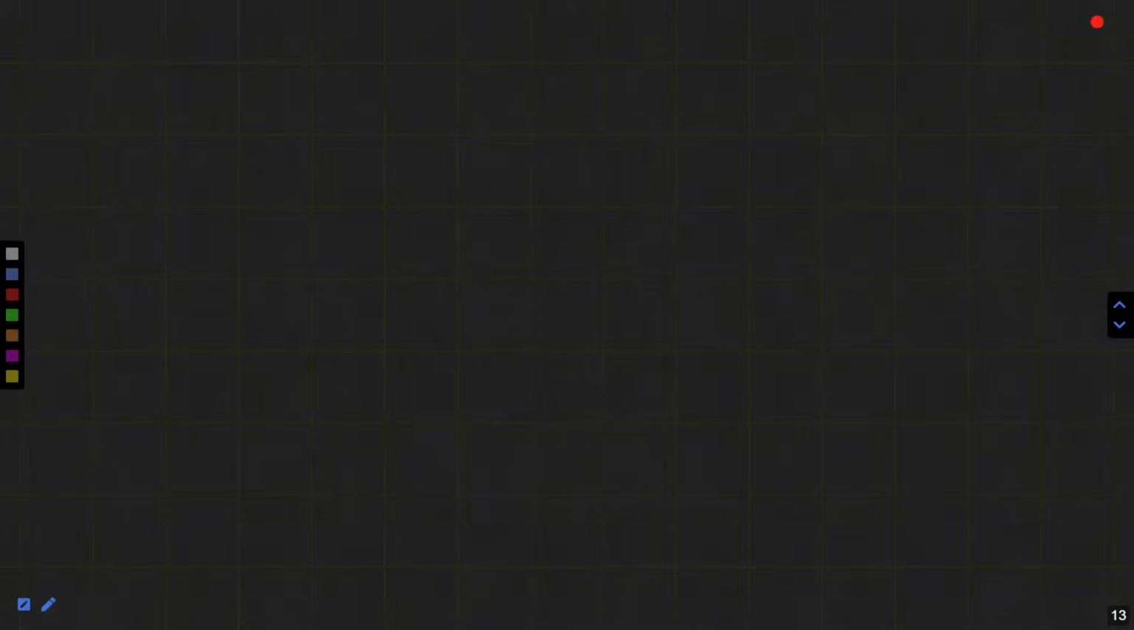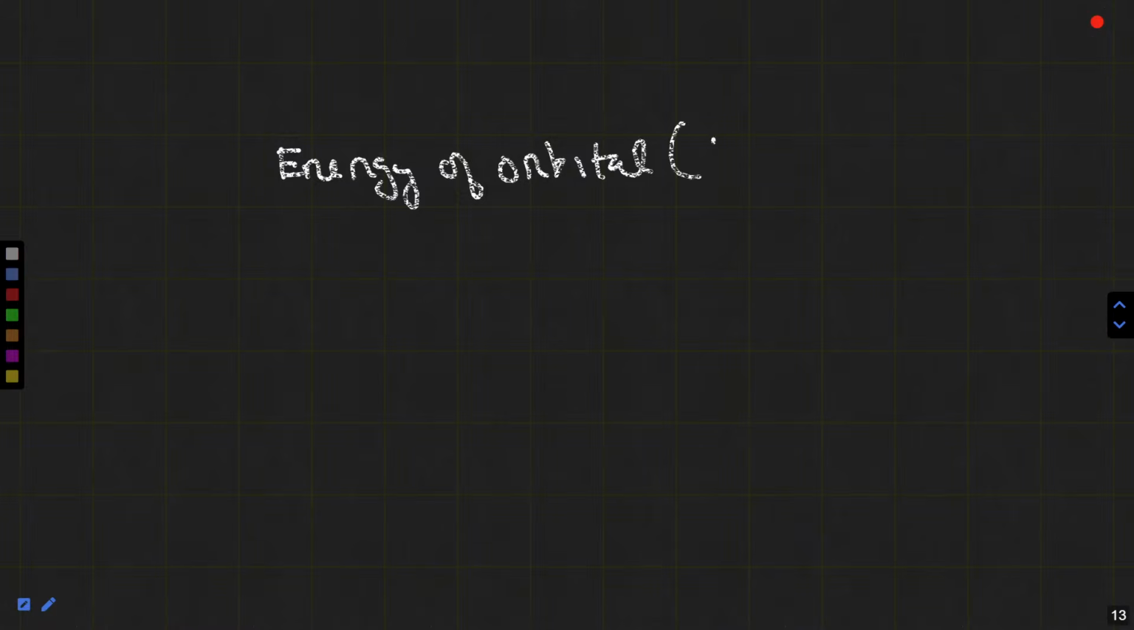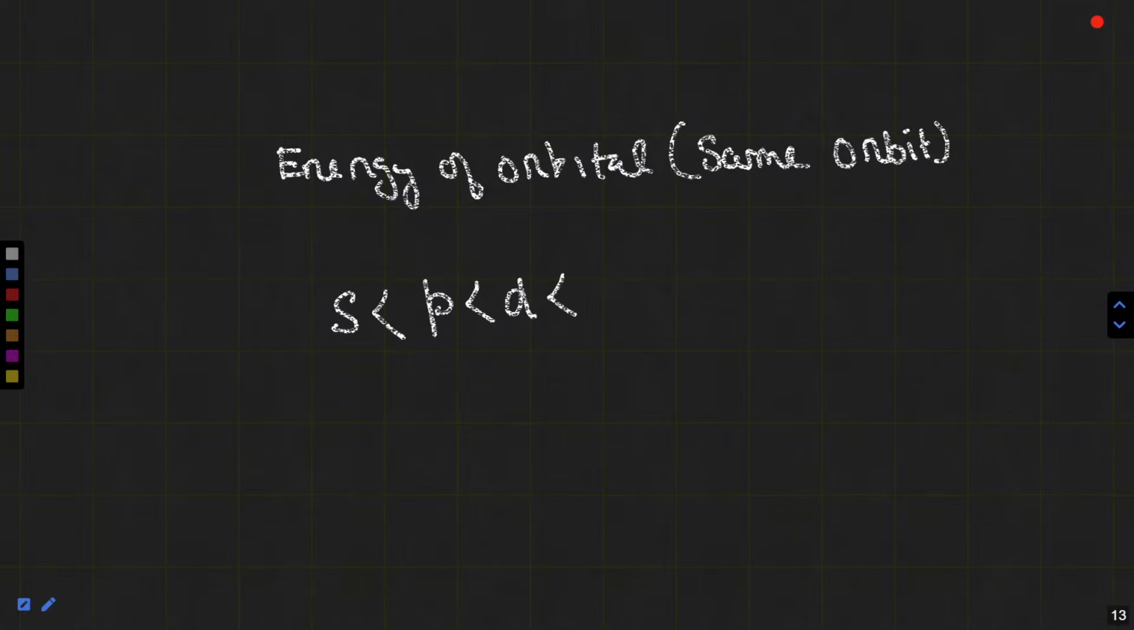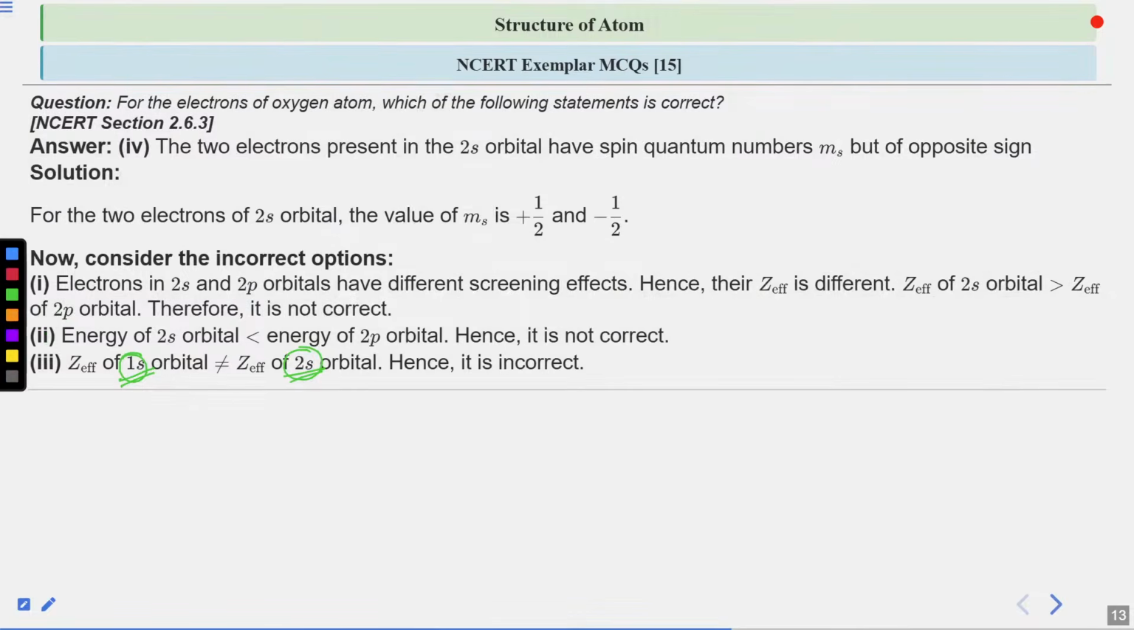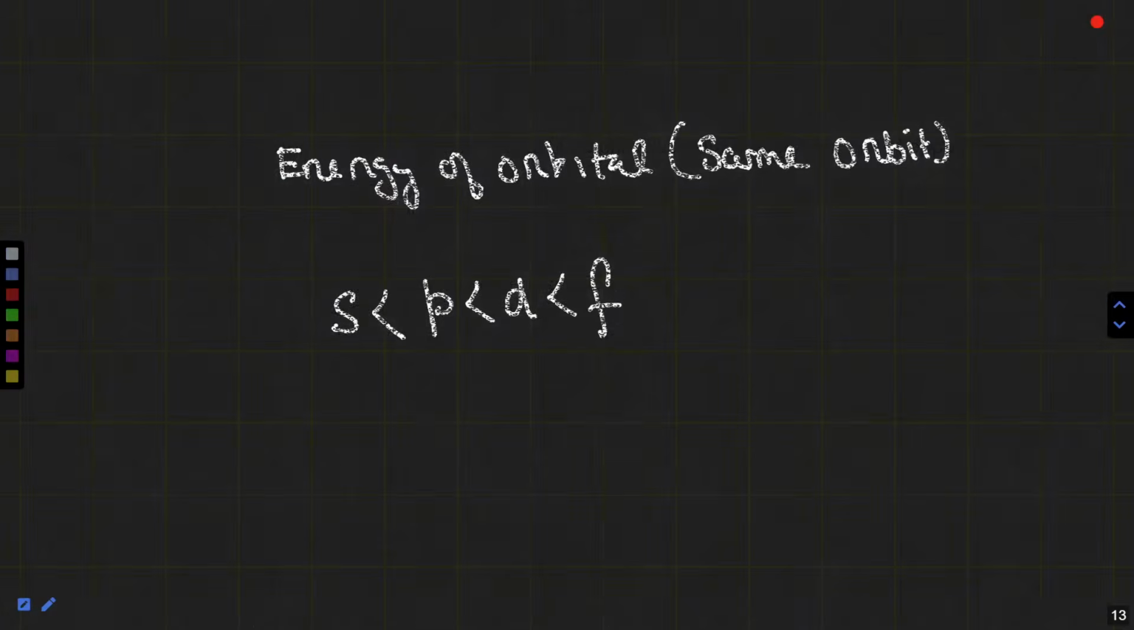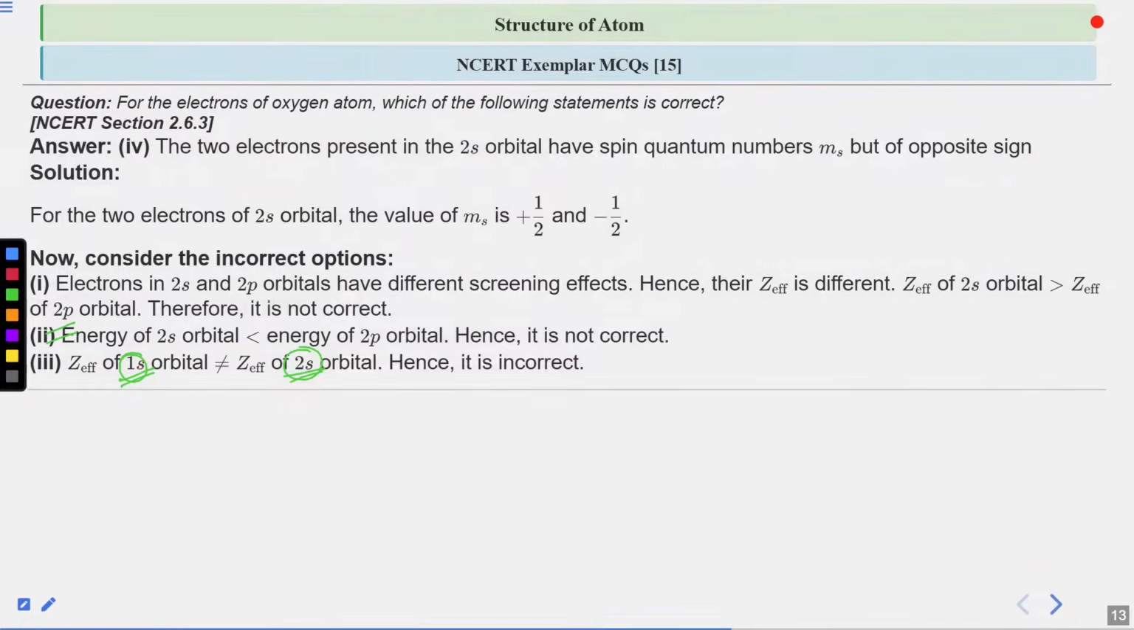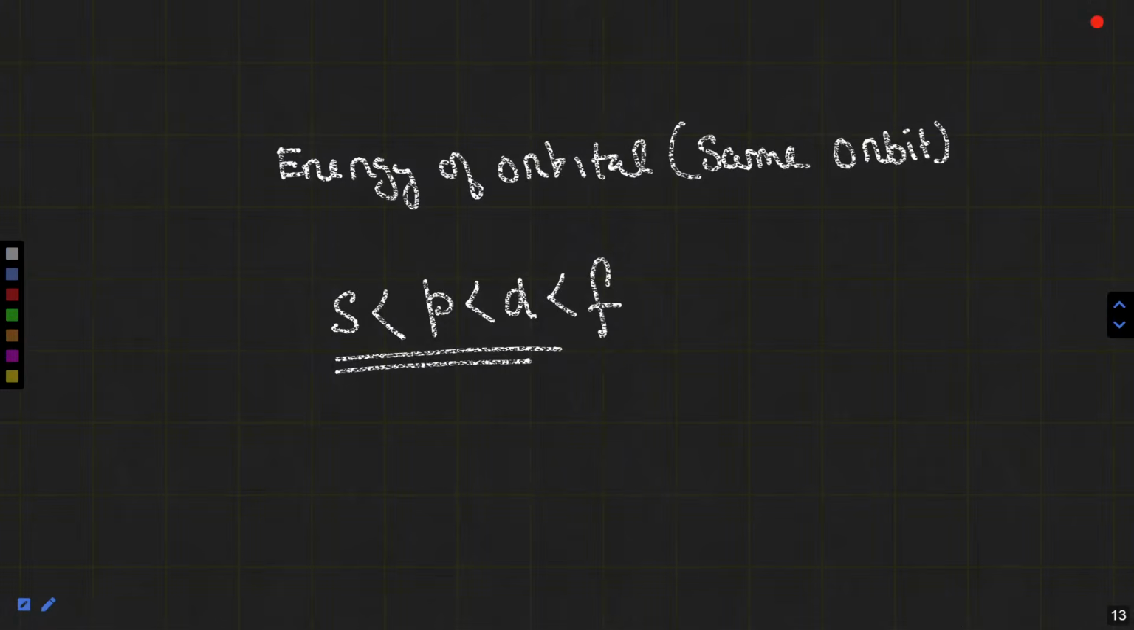So have you watched the previous lecture? If you have watched the previous lecture, I have written there that if you are talking about the energy of orbital in the same orbit, then it was written there that S has the lowest energy, then the P, then the D, and then the F. Now it was written in the option that 2s and 2p have the same energy, but according to this order, and since we are considering oxygen atom, which is a multi-electron system where the energy of each orbital is not same and where the energy increases in this order, therefore the energy of 2s will be less than 2p.